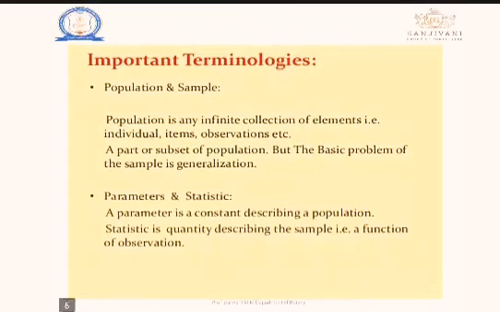Important terminology. Before seeing the test of significance, we should know about population and sample. What is population? Population is an infinite collection of individual elements of observation. It is nothing but the collection of elements, collection of individuals, collection of atoms, or collection of observations. That is considered a population.